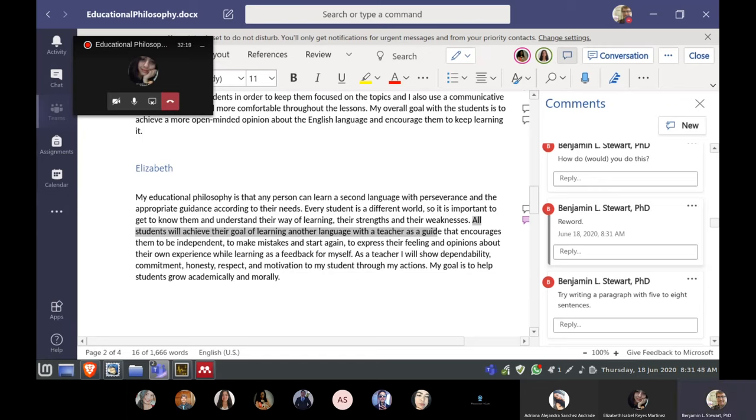It's something I do right now. This is what I believe right now. This is what I do right now, right? And if you keep it in the present tense, for me, that's what you're saying. As a teacher, I show dependability, right? I'm committed, I'm honest, and that type of thing. Instead of saying, I will show, you know what I mean? Commitment, honesty, respect, motivation.